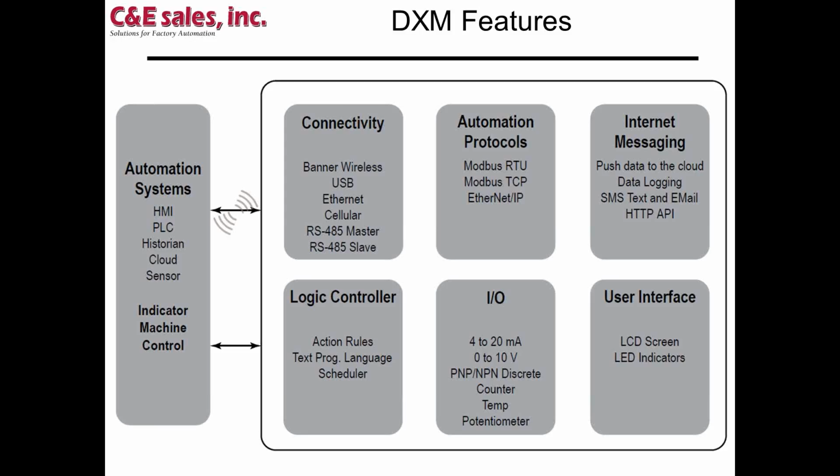We can do internet messaging, which is pushing data to the cloud, local data logging, SMS text and emails, and there's an HTTP API built in. Logic controller: there are some action rules you can do. You can do some scripting, and then there's a scheduler built in too, based on time of day or day of month or day of week. Also onboard I/O: analog in, 4 to 20 or 0 to 10 volts, PNP or NPN discrete inputs, counters, temperature inputs, potentiometer inputs, and this user interface, LCD, and, again, 4 LED indicators.